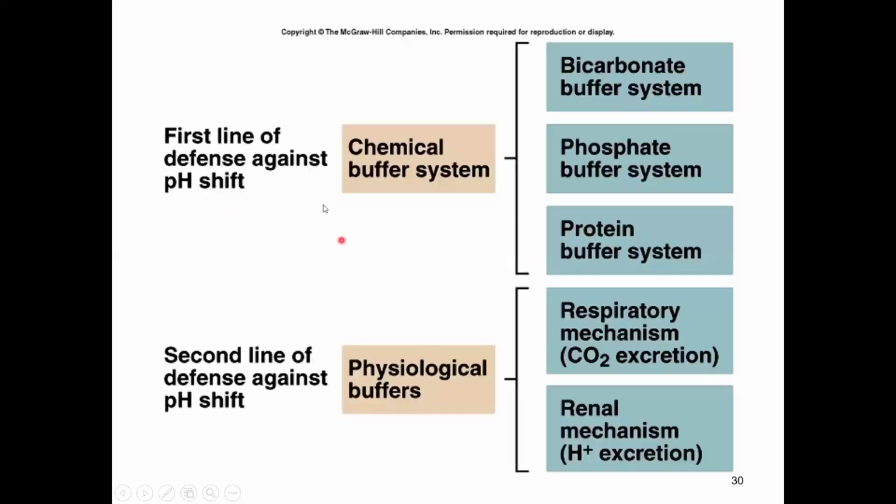We can look at the first line of defense against pH shift and the second line of defense against pH shift. Chemical buffers are the first line of defense, so the body responds very quickly with the help of this chemical system, which is the buffer system: bicarbonate, phosphate, and protein buffer. The second line of defense is the physiological buffers, which include the respiratory mechanism and renal mechanism.